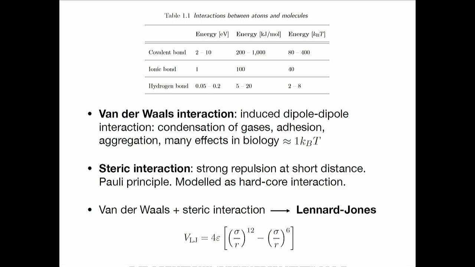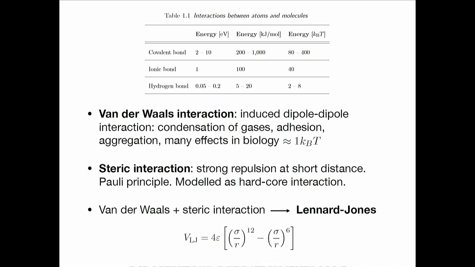In addition to that, there is a van der Waals interaction. The van der Waals interaction is a long-distance induced dipole-dipole interaction between neutral objects. If you have a neutral atom, when it's in the presence of another atom, it gets polarized because of the charges of the other atom. So they deform a little bit. By deforming, they get a dipolar moment. And this induced dipolar moment generates the van der Waals interaction, which goes as 1 over R^6 at large distances. And it's of the order of 1 kBT.